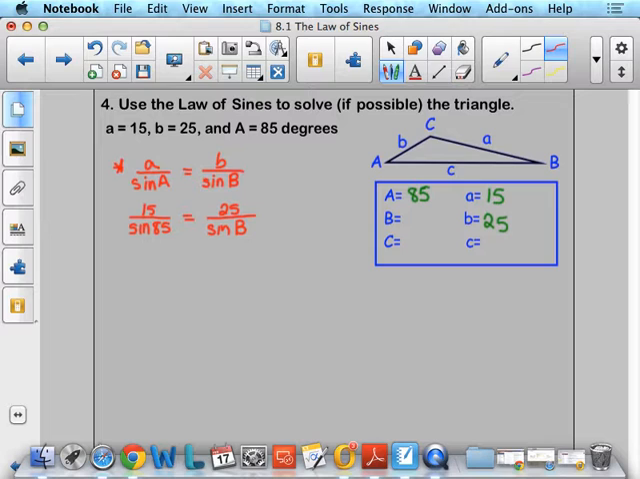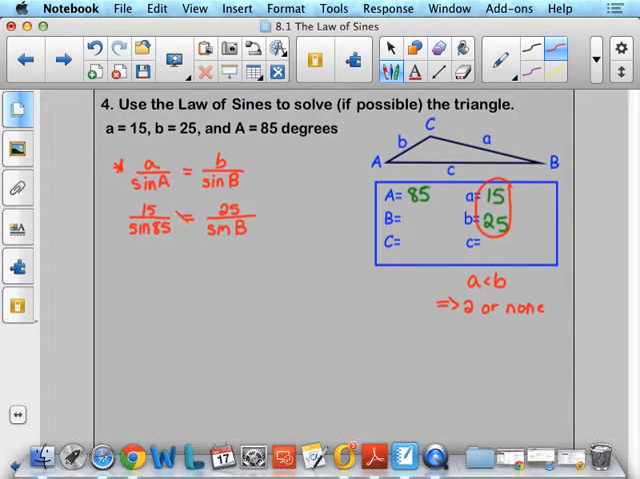Okay, before we go ahead and solve for B, if we come over here, we're given side A and side B. So side A is less than B. Okay, so this means we're either going to have 2 or none. That's from the previous slide. So remember, if A is less than B, then we're either going to have 2 triangles or we're going to have no triangles.